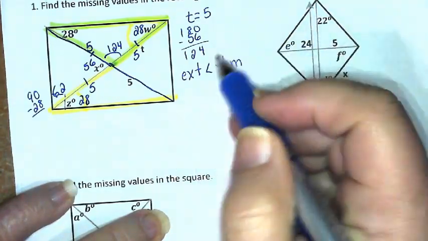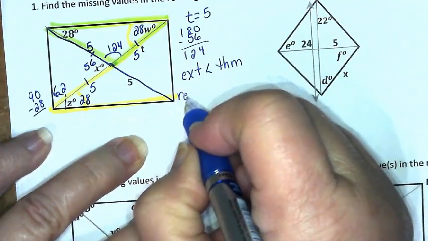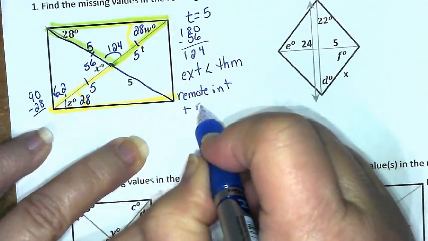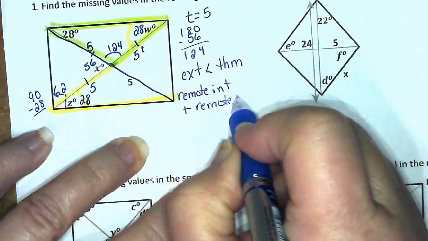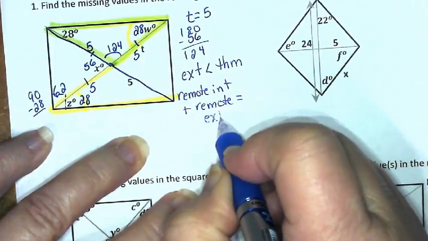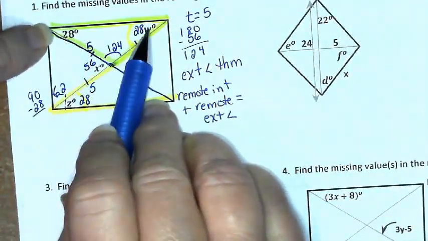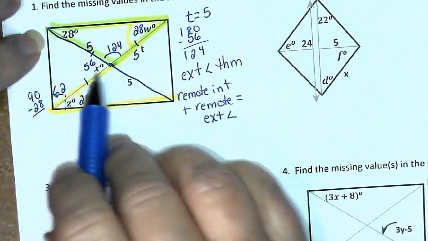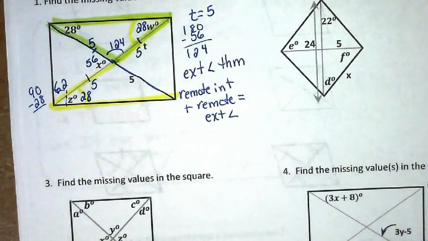That's the one that said the remote interior angles added together, remote interior plus remote interior, equals the exterior angle. So the 28 plus the 28 equals the 56. There were a couple of ways to find that, but that's probably the quickest way to get there.